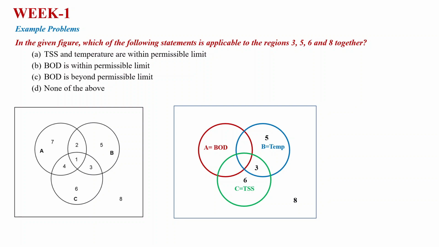Sir, 8 is not there in the Venn diagram, I think. 8 is here, right? You can see that. Yes, this one is 8. You can see my pointer. Okay, yes, sir. It is outside.